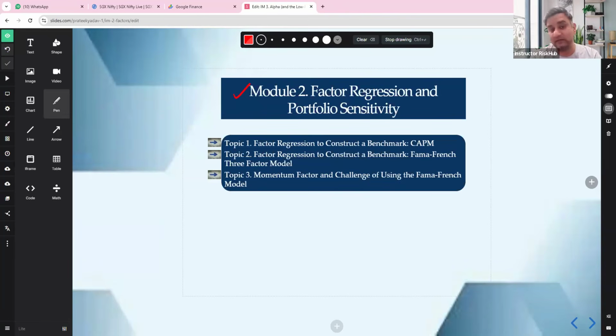Then we have risk management relevance. Also, we have to understand that this module is trying to help us answer what risk the portfolio is actually taking. Is the performance due to your skill or the systematic factor exposure, right? So a lot of things coming your way. Factor regression to construct a benchmark, Fama-French three-factor model, momentum factor, and the challenge of using the Fama-French model, right? So all three we are trying to figure out.